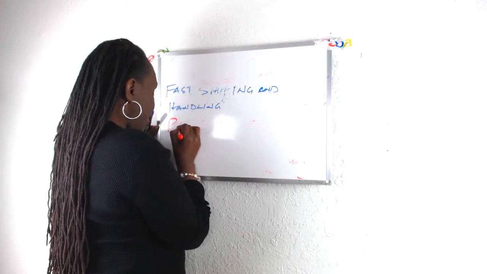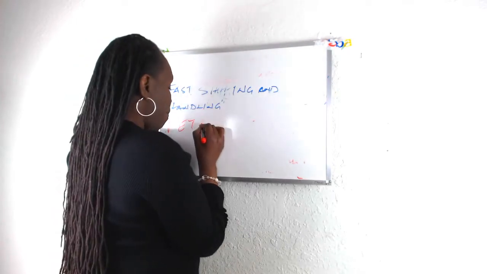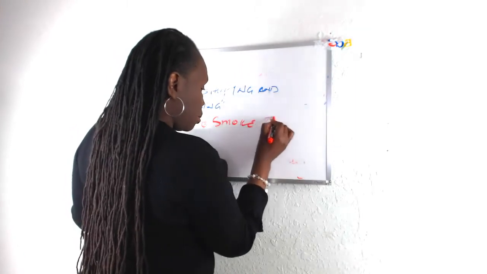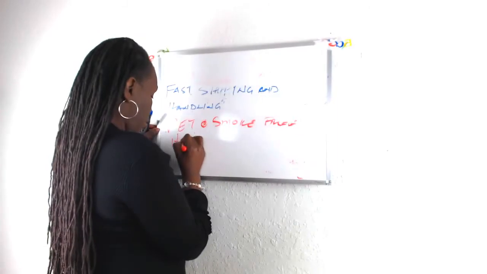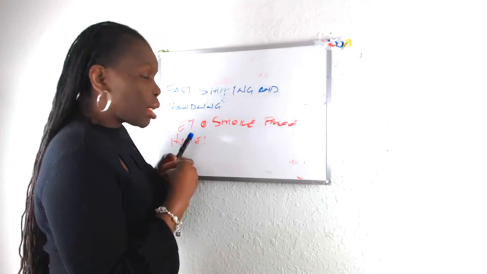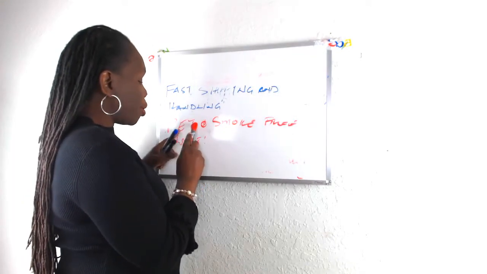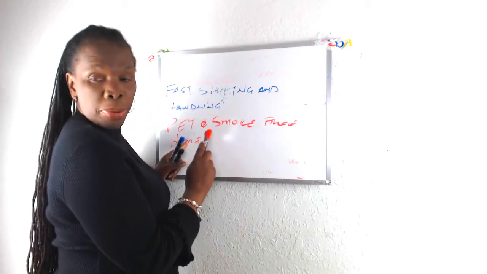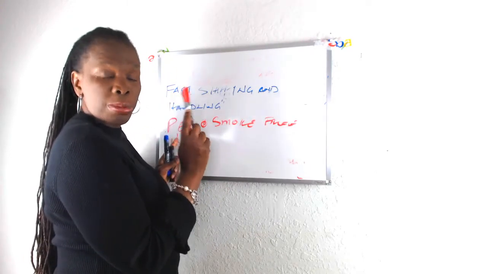I write pet and smoke-free home. Only do this if this is applicable. You are giving them information that they potentially need to know. One, you don't have pets. If you do, don't put this statement here. Only put the statement if you do not have pets and if you do not smoke.